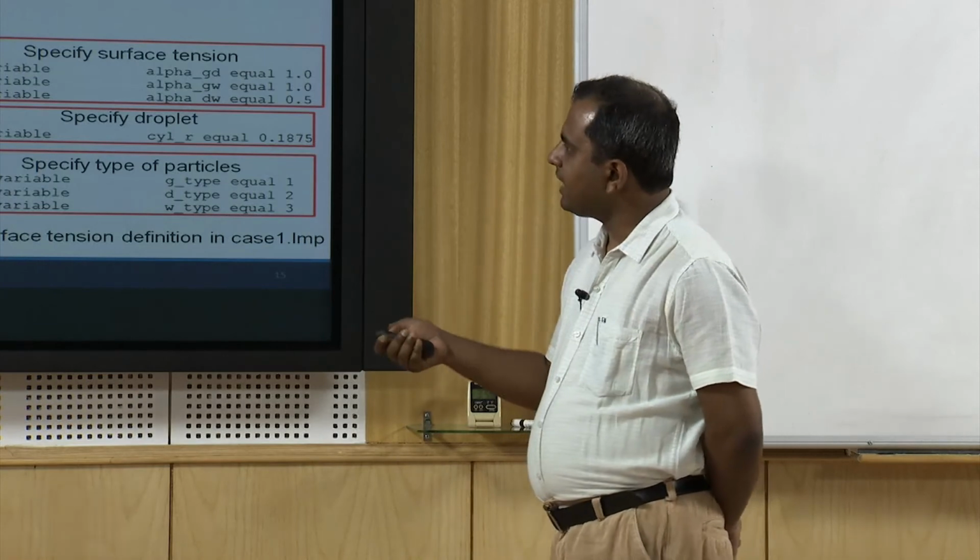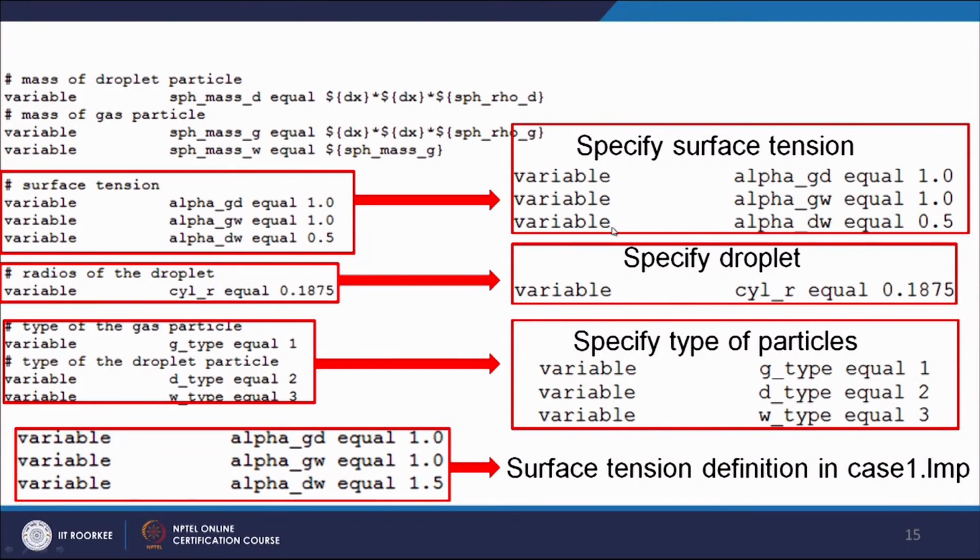Then here we have given the radius of the droplet. You see the cylindrical radius of the droplet we have given as 0.1875. Then in this section we have given the type of particles. We actually have 3 different types of particles. The first type, G type equals 1, we have given for the gas around the droplet. Then D type equals 2 we have given for the particles inside the droplet, and the W type, the wall particles, we have given as 3. Okay. Now, this is more or less the file we see in case 2 LMP.